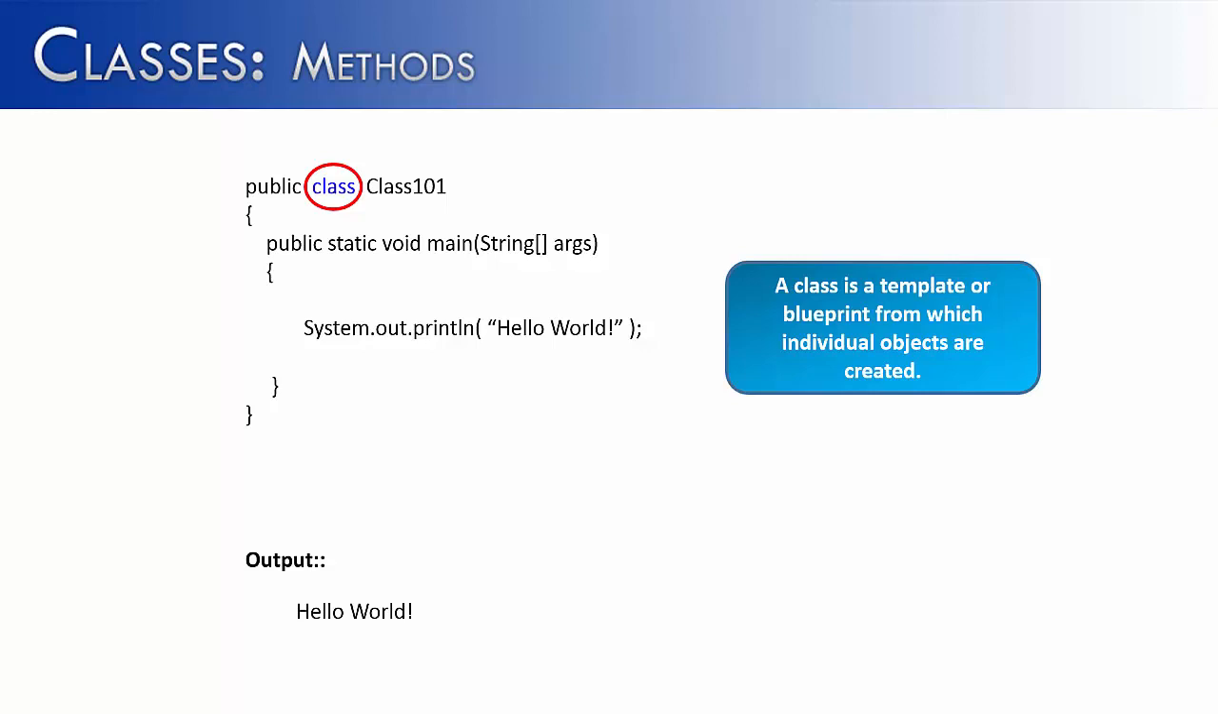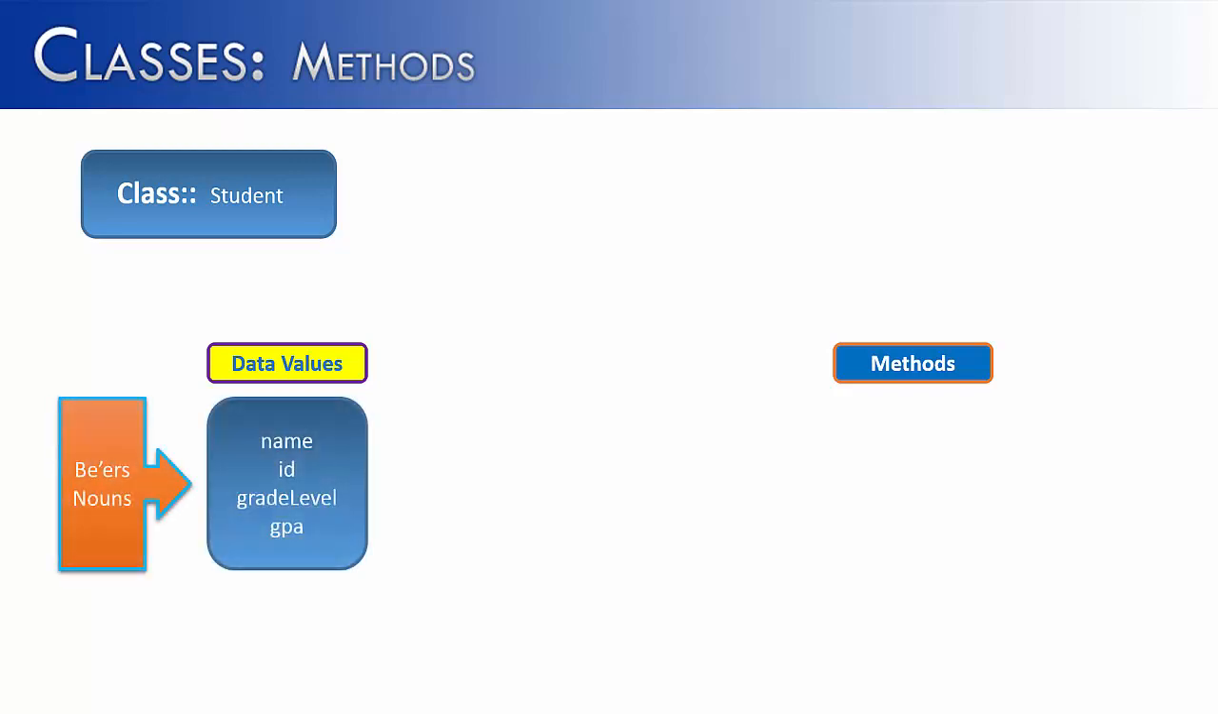So instead of looking for a definition, let's see what a class is comprised of. In order to see what a class is comprised of, I'm going to use the example of a class called student. Classes usually have two things inside of them, data values and methods. The data values are the verbs in the class, or the nouns. They exist. Name, ID, grade level, or GPA could all be data values in my class called student.